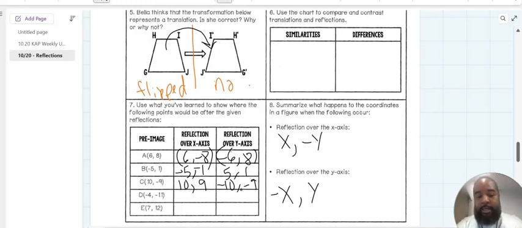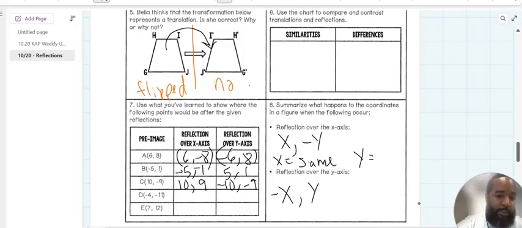Okay, so as you go through the rest of these, I recommend you try these on your own and see if they make sense. Remember, x stays the same for reflection over the x-axis, and y becomes opposite. Okay, for reflection over the y-axis, y stays the same, and x becomes opposite.